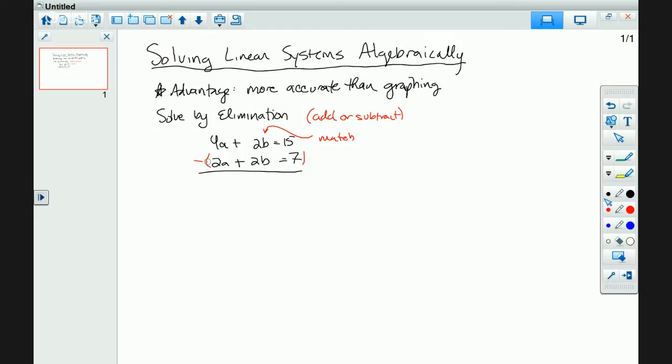So 4a minus 2a is 2a, right? And then these cancel out. And what's 15 minus 7? 8. So what is a? 4. Okay. This one's very straightforward.